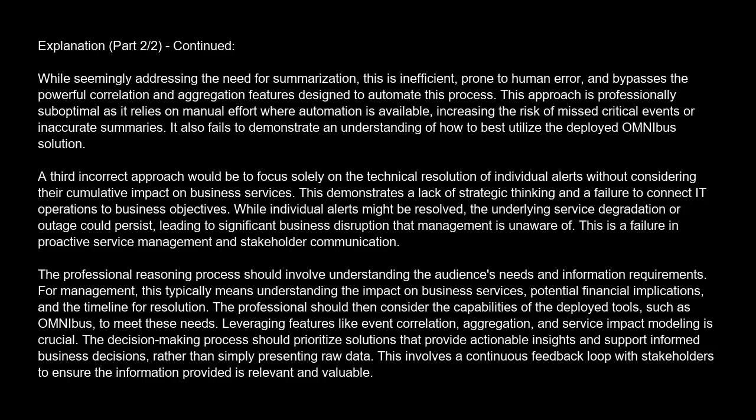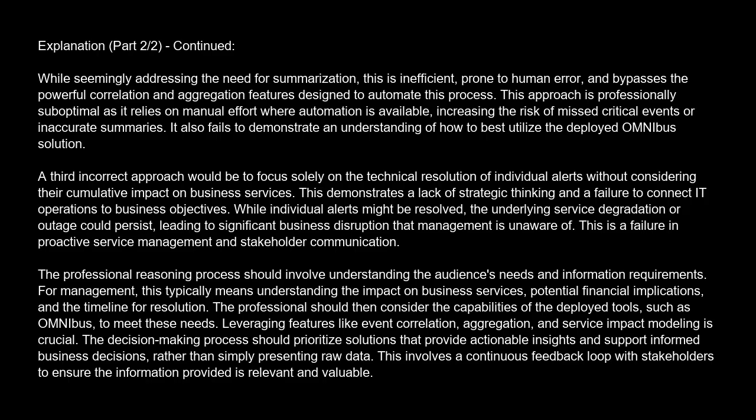A third incorrect approach would be to focus solely on the technical resolution of individual alerts without considering their cumulative impact on business services. This demonstrates a lack of strategic thinking and a failure to connect IT operations to business objectives.